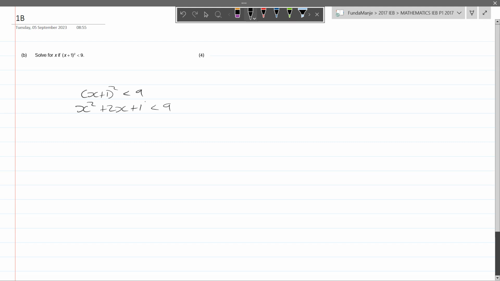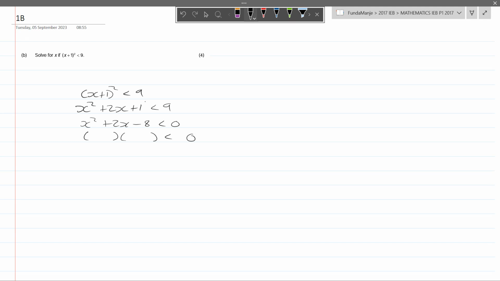Then we can throw the 9 to the other side. It will be x squared plus 2x, 1 minus 9 is going to give us minus 8, less than 0. Once we get to this point, we factorize. Once it's in this format, once there's 0 on the other side and a trinomial on this side, we factorize.